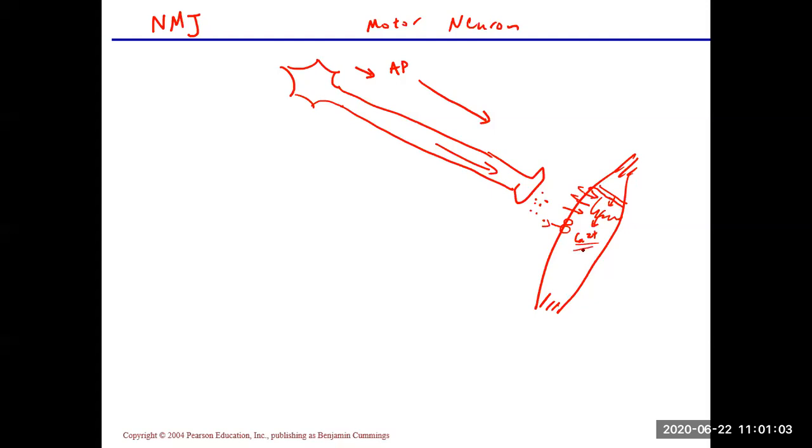So this part was kind of like the first part, and there are a lot of animations that you guys can take a look at for the neuromuscular junction.